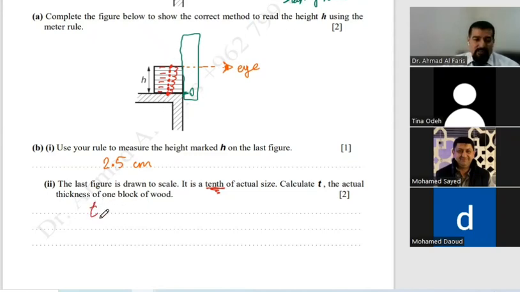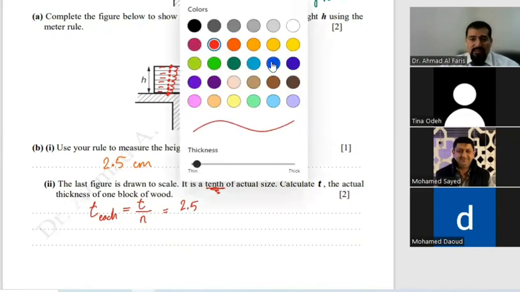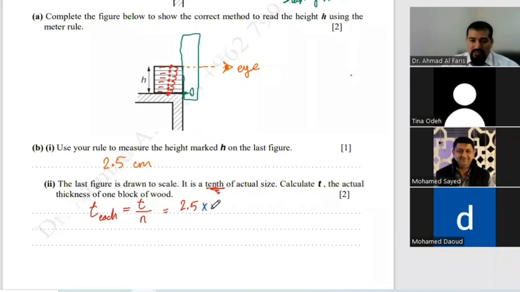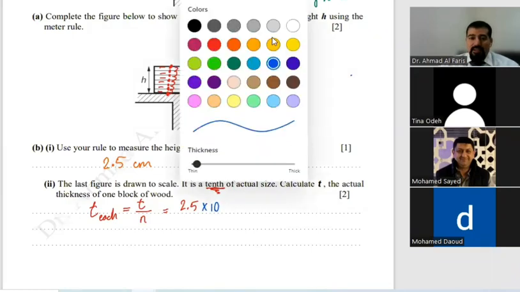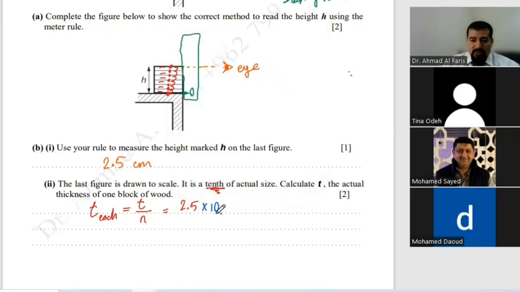So that means the thickness for each block is equal to the thickness of all of them divided by their number. And their thickness is 2.5. I will multiply this value by how much? Bravo, I multiply this by 10, because the picture is smaller than the actual size by 10 times. Then divide by their number. How many do we have? I told you, we have 6 blocks. So what will we get here? 25 divided by 6 blocks. So the answer will be how much by using calculator? 25 divided by 6.